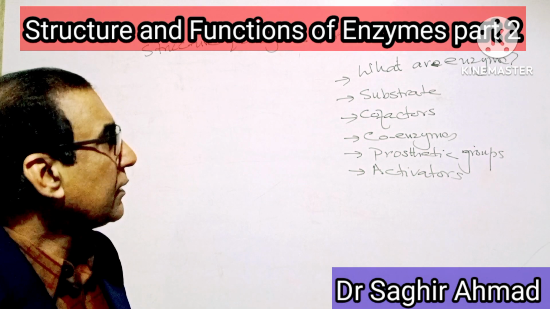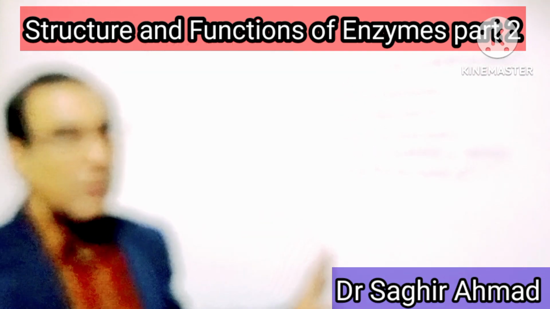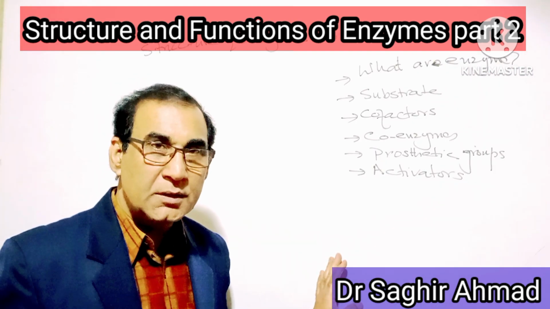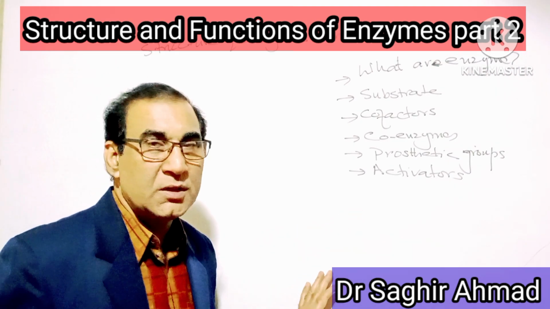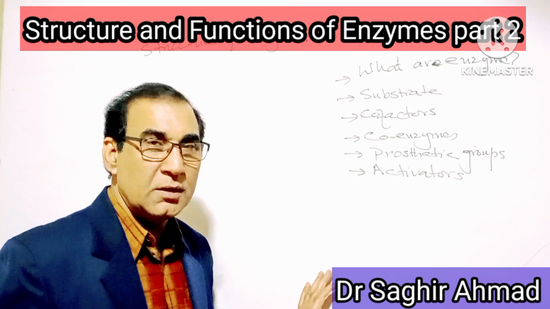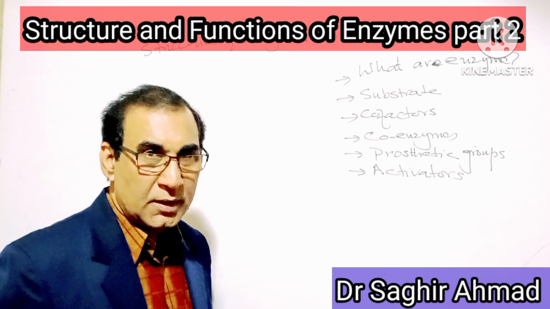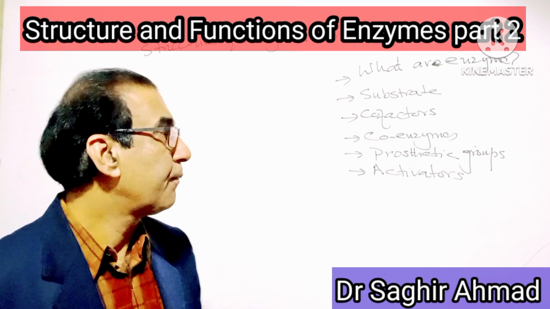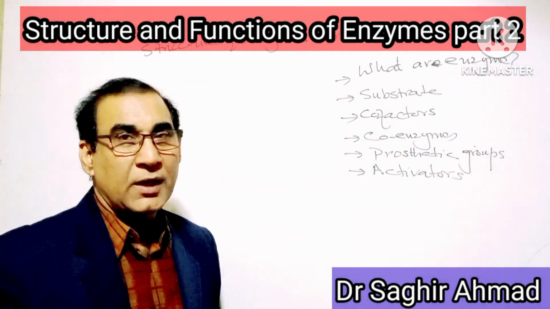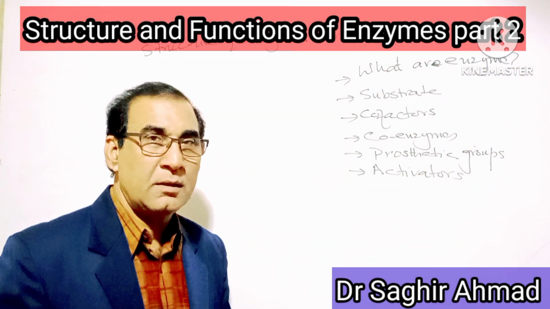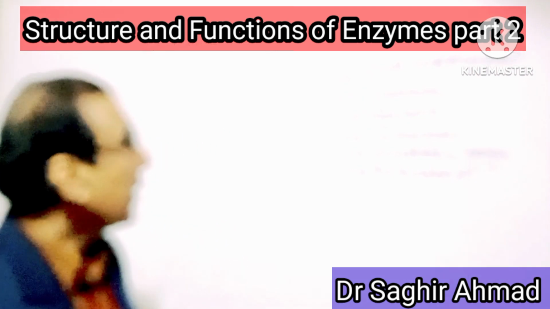I told you people in the last lecture that all the enzymes are globular proteins, but only one enzyme is not protein by nature. That is actually the RNA molecule, and that is known as ribozyme. What? Ribozyme. Except for ribozyme, all the other enzymes are proteins.